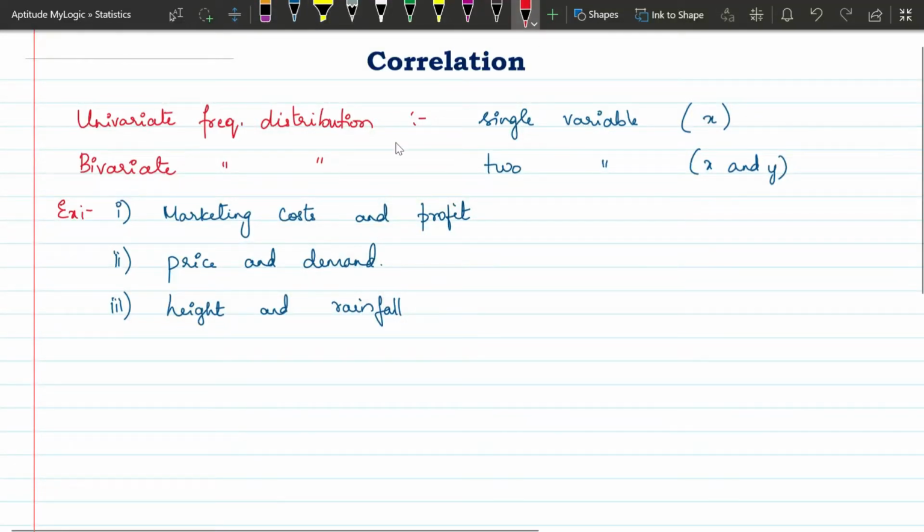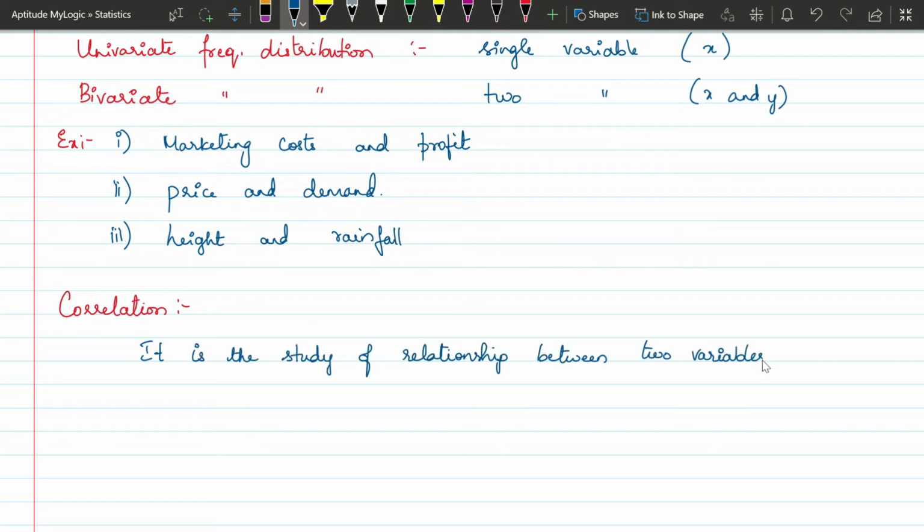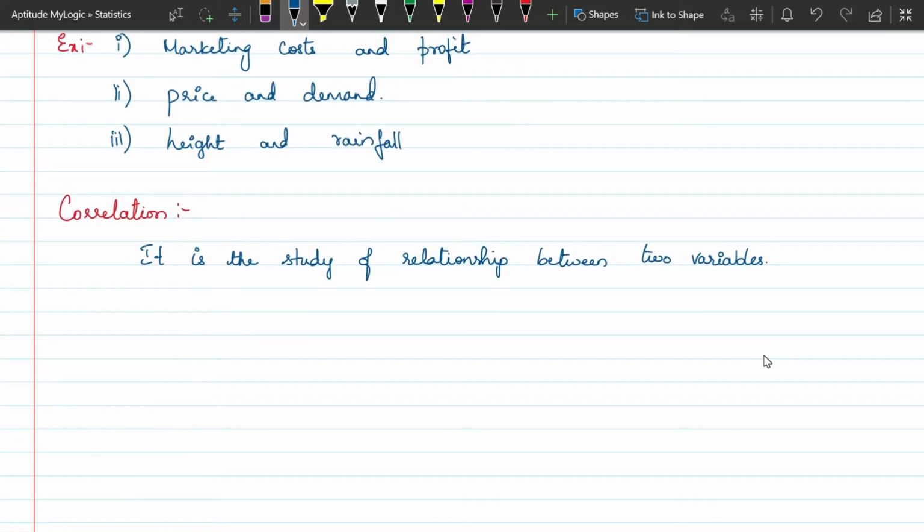Now coming to the definition of correlation. Correlation, or correlation analysis, is the study of relationship between two variables. This is not a typical textbook definition, I am just giving the meaning of it. When we take two variables, we will find out whether they are related or not, if they are related, how they are related, and to what extent they are related. That is what we are going to learn in this video.